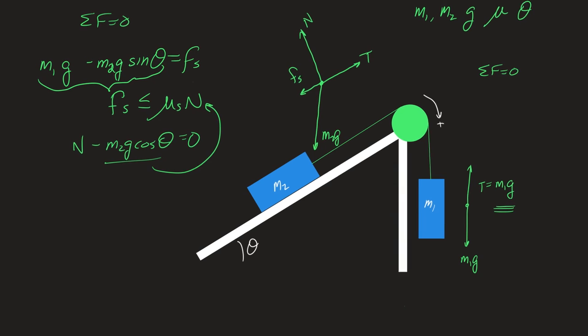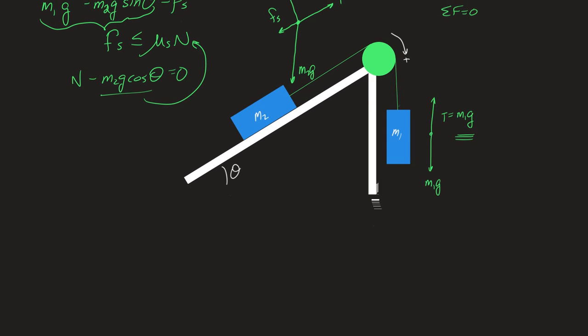So I'm going to rewrite all that now. And I'm going to get, on the side with static friction, M1g minus M2g sine theta has to be less than or equal to mu s M2g cosine theta. All right, that's a lot. That's everything.